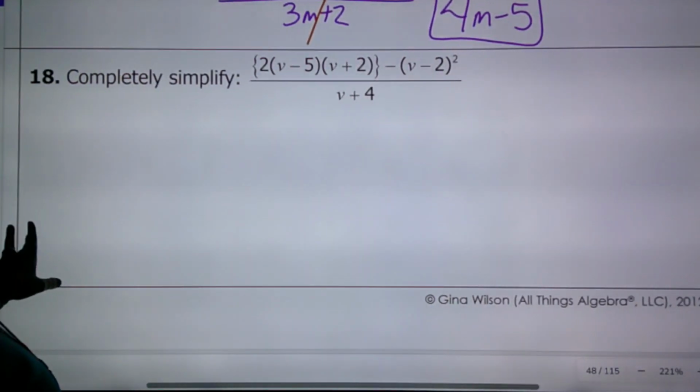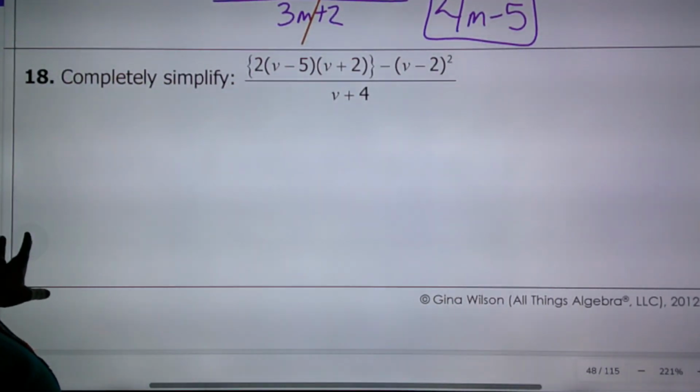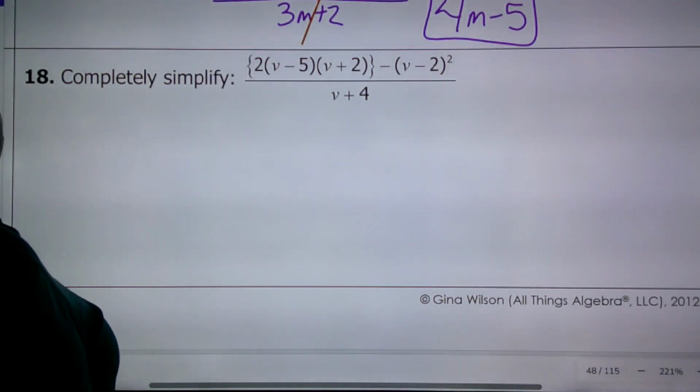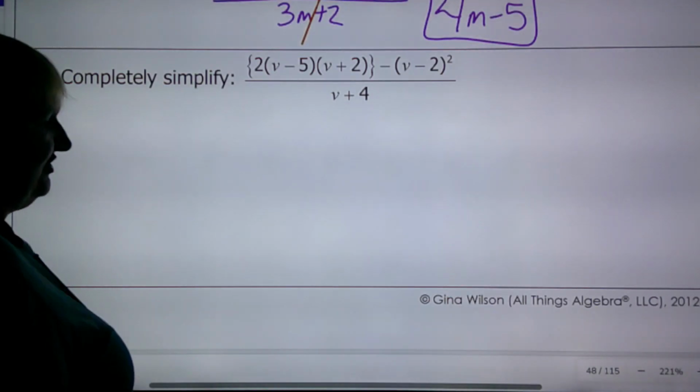Challenge. Oh, that looks interesting. I dare you to solve it. And then come show me and I'll tell you if you have the right answer. Good luck.